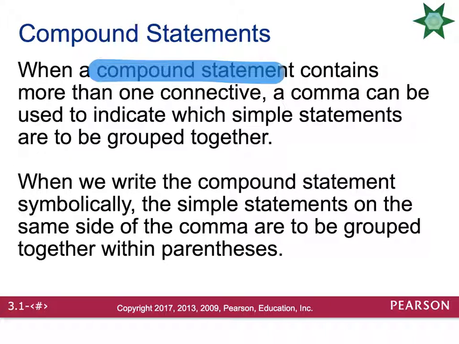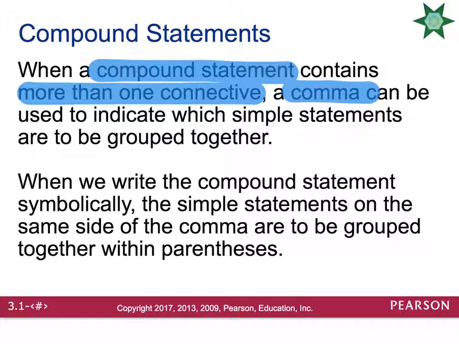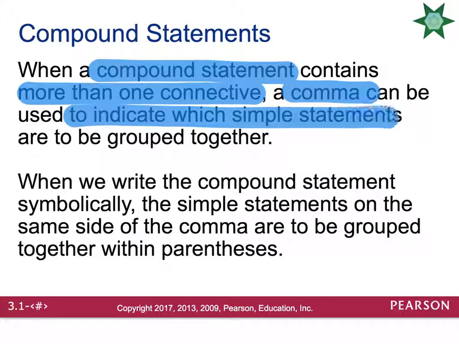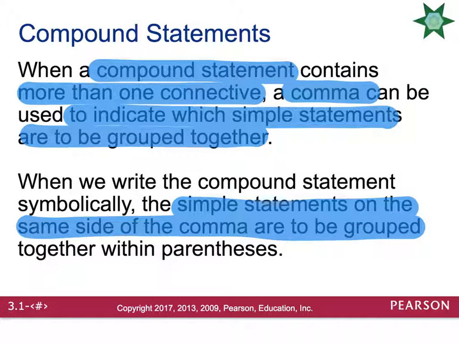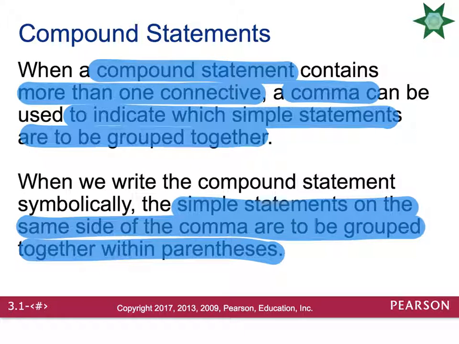Okay, when you have a compound statement that has more than one connective, in other words, maybe three or statements or more, we can use a comma to indicate which simple statements are to be grouped together. So a comma is like a grouping symbol, sort of like parentheses. When you see a comma, that's grouping whatever's before the comma together and whatever's after the comma together. So the simple statements on the same side of the comma are to be grouped together within parentheses.